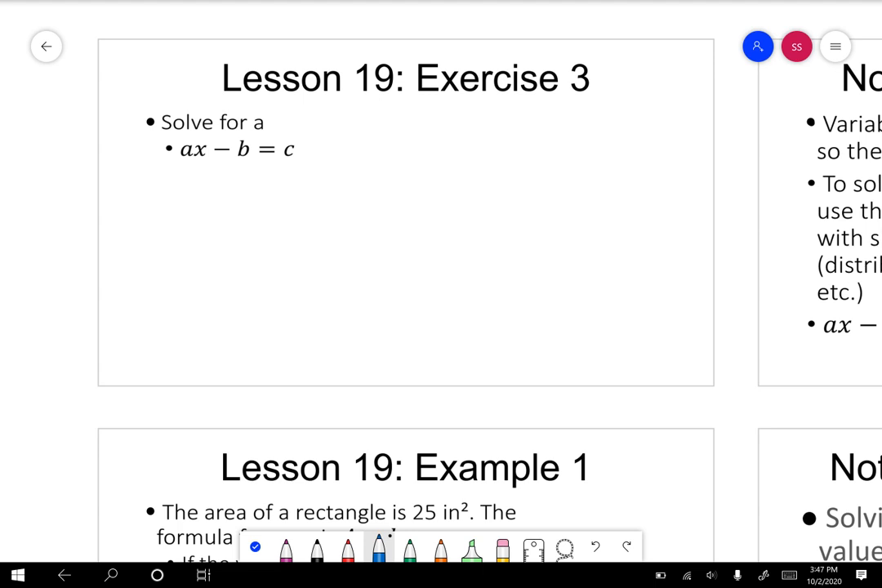So we have to undo that subtraction first because SADMEP, we undo the addition and subtraction first. So we have minus b, which means we need to do the opposite and add b.